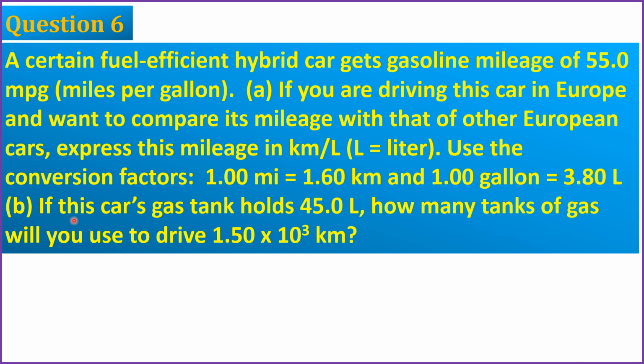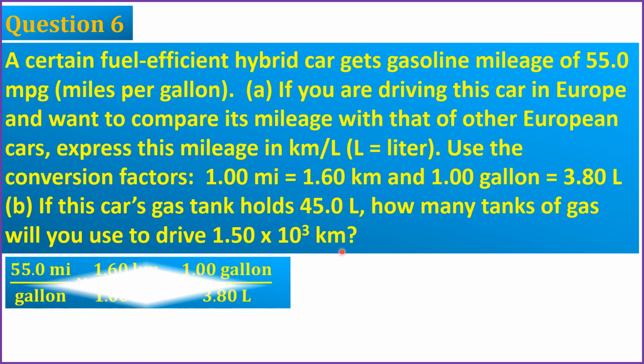Question letter B. If this car's gas tank holds 45.0 liters, how many tanks of gas will you use to drive 1.50 times 10 to the third kilometers? So we convert 55.0 miles per gallon to its equivalent mileage in kilometers per liter. First, by multiplying this by the conversion factor of 1.00 mile equivalent to 1.60 kilometers. We put 1.00 mile in the denominator so that we can cancel it later.